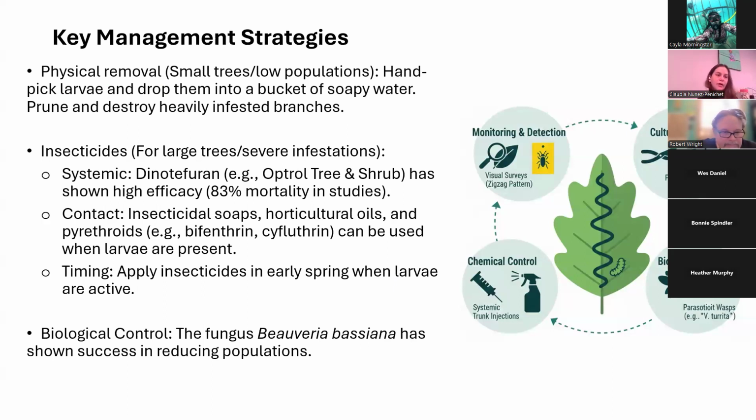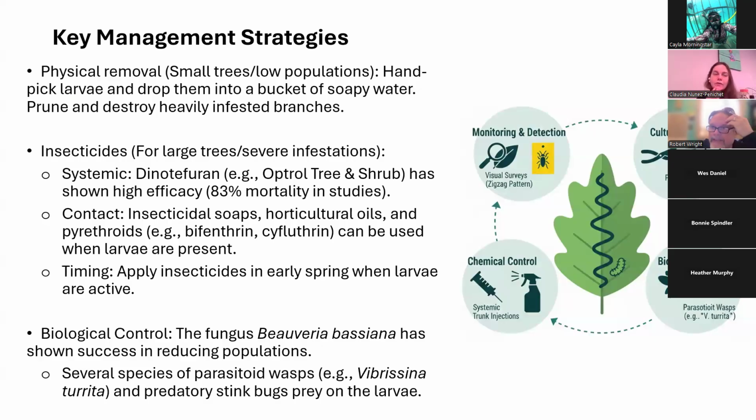And also, there have been some biological controls of these species reported, mostly in Europe and in Asia, like this fungus that I'm showing here, that has been proved to reduce the populations. And also there are several species of parasitoid wasps and predatory stink bugs that also eat the larvae, but those are mostly in the invaded ranges in Europe and in their native range in Asia. We don't know a lot about the biological controls here in North America yet.